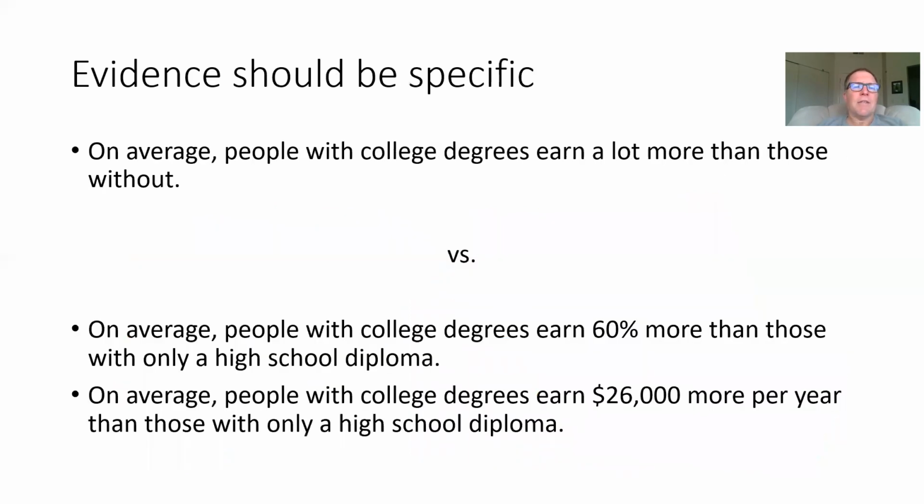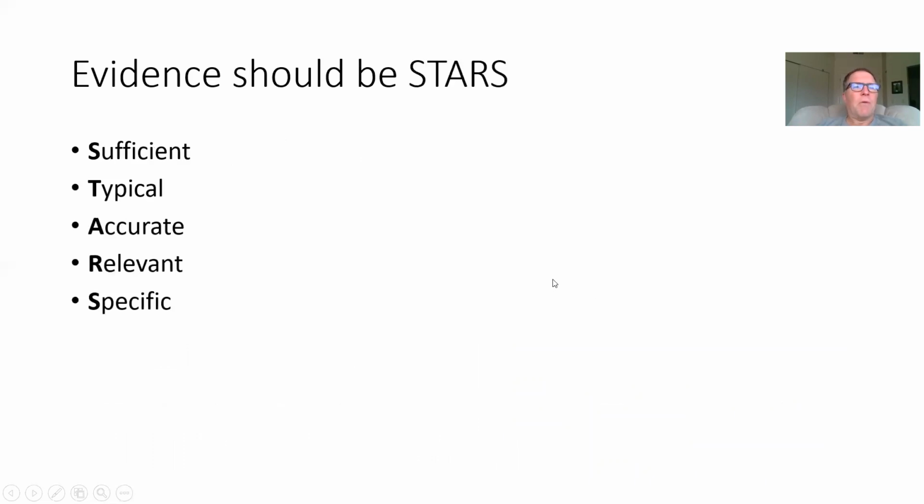Watch out for that. And last of all, the evidence should be specific. In my first sentence, on average, people with college degrees earn a lot more than those without. Okay, earn a lot more. Well, what is that exactly? This is much better. On average, people with a college degree earn 60% more than those with only a high school diploma. On average, people with a college degree earn $26,000 more per year. So those are more specific, and that's better. All right, specific. So stars, that's what we want. Sufficient, typical, accurate, relevant, and specific.